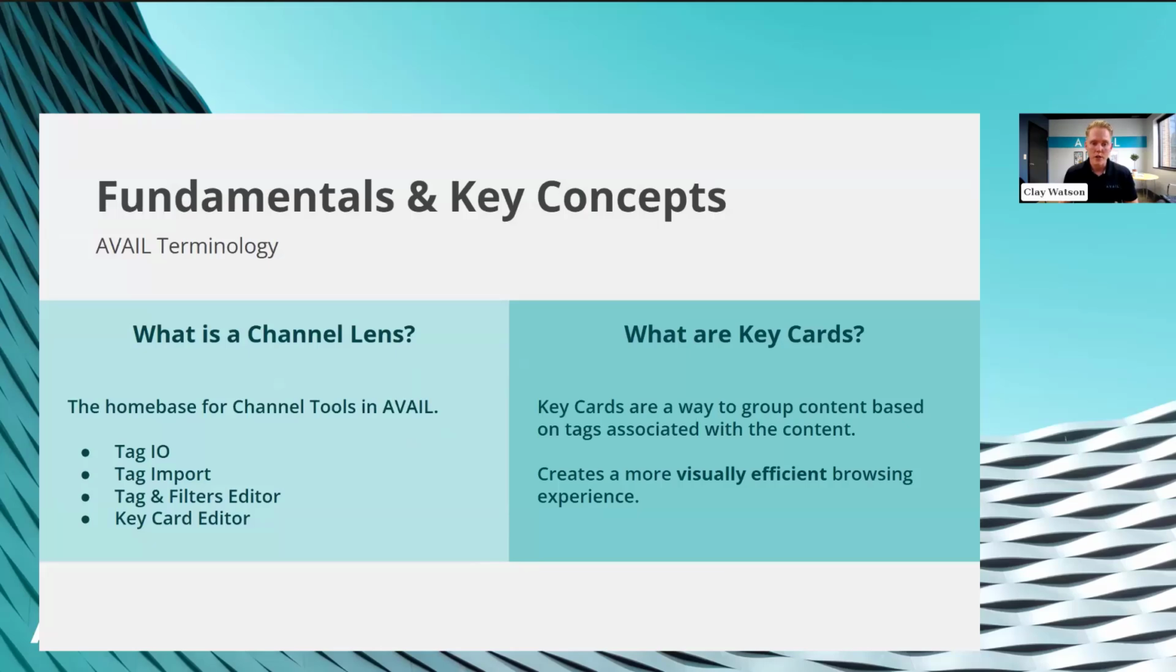I'm also going to talk about key cards. Key cards is our staple way to group your content based on your tags, based on those searching keywords and terms. It then allows you to take those tags, take that searchability, and bring it up into a very visually efficient browsing experience for your end users. So again, it's about finding that balance between easily consumable and easy to maintain content. The key card side of it is really aimed at that easily consumable content.